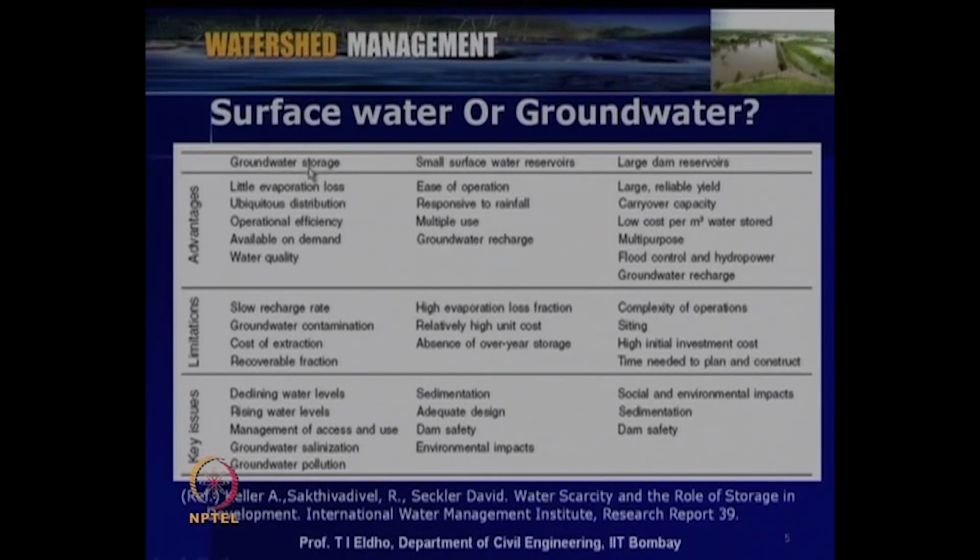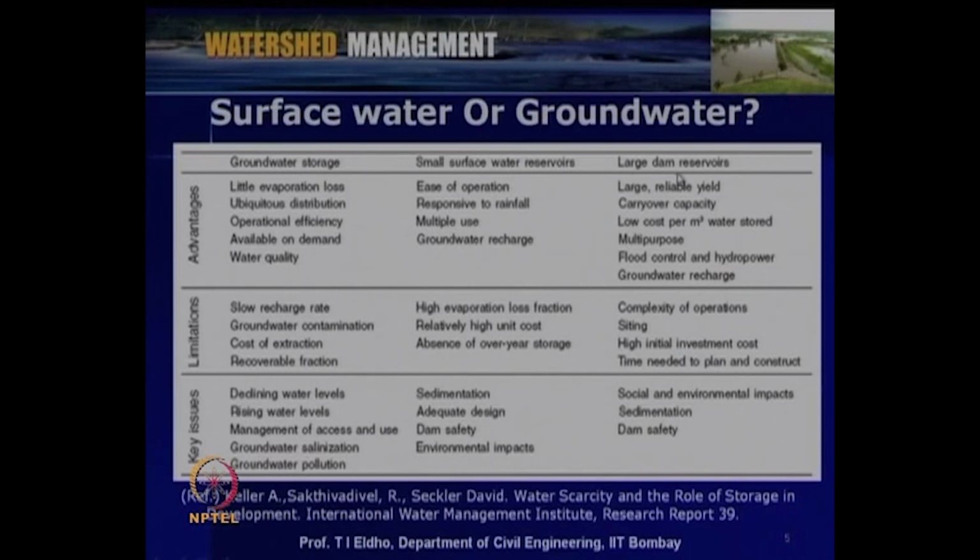So if you consider the groundwater storage, then the advantages will be little evaporation loss, then ubiquitous distribution, so wherever we want we can get it, then operational efficiency, available on demand, and we will have better quality water. So these are some of the advantages as far as groundwater is concerned. Then if you store surface water in small reservoirs, there is ease of operation, and it is responsive to rainfall. So even small rainfall will give sufficient water in these small reservoirs. Then multiple uses, like irrigation or water supply. Then this also serves as groundwater recharge.